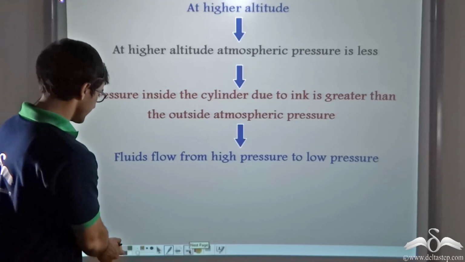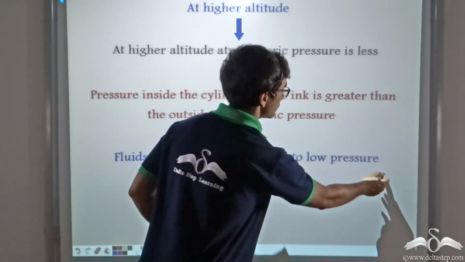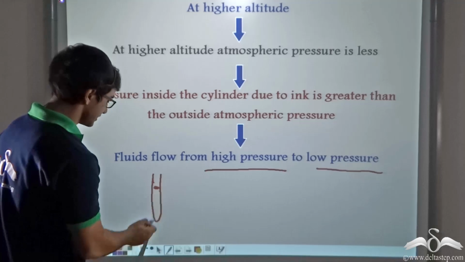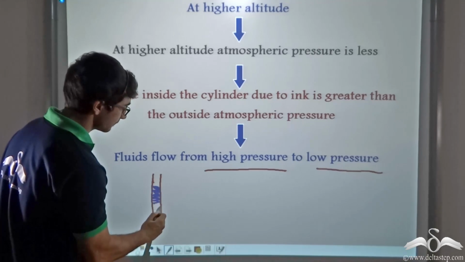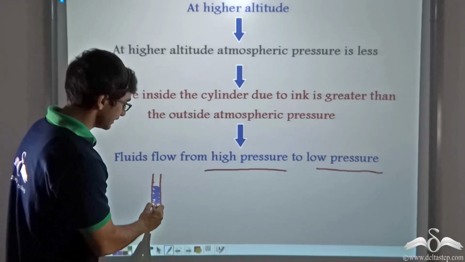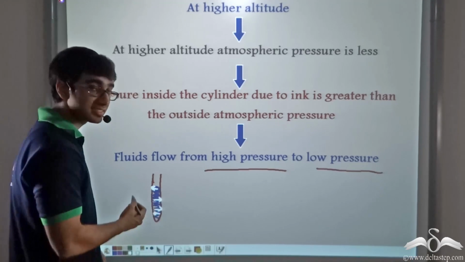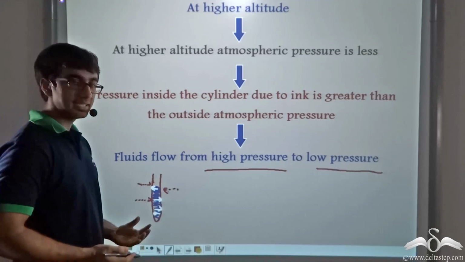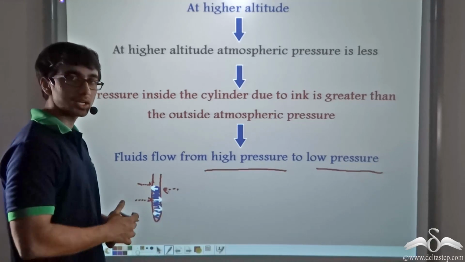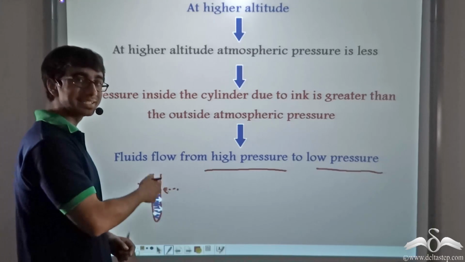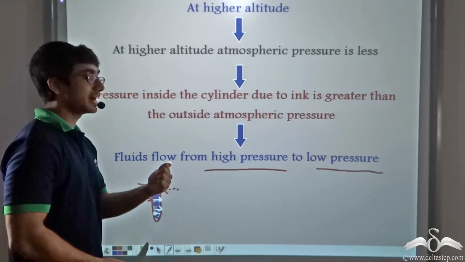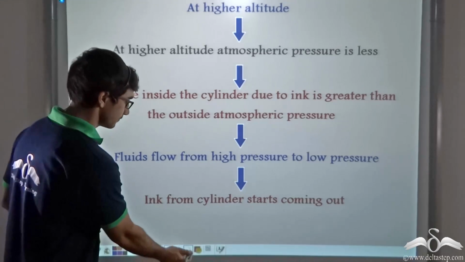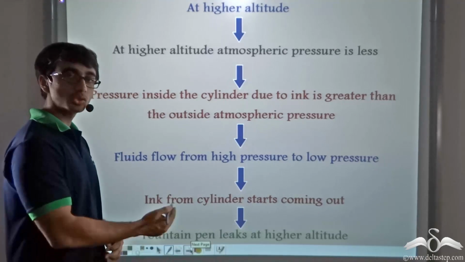So we have studied that liquids always flow from a region of high pressure to a region of low pressure. So if we have a cylinder inside which there is ink, and if the pressure exerted by the ink on the inner walls of the cylinder remains the same, but the atmospheric pressure decreases, we will find that these two pressures are no longer counterbalancing one another. Instead, the pressure from the inside is increasing. And since fluids flow from a region of high pressure to low pressure, ink from the cylinder starts to come out. And as a result, when the pen is taken to a higher altitude, it starts to leak.